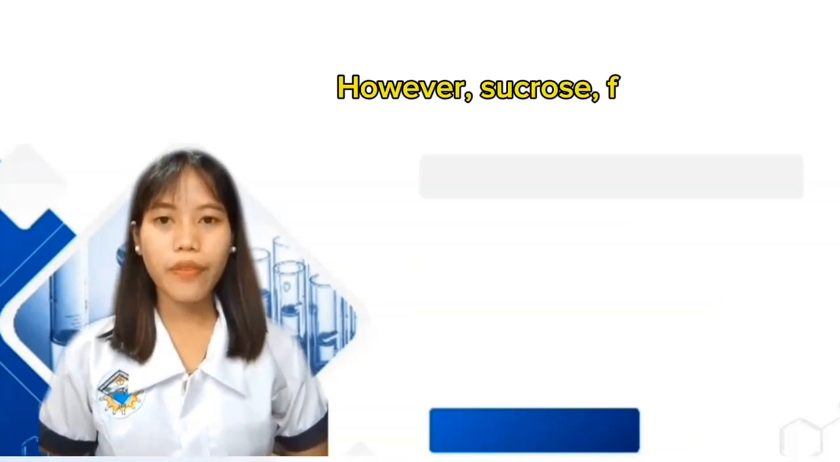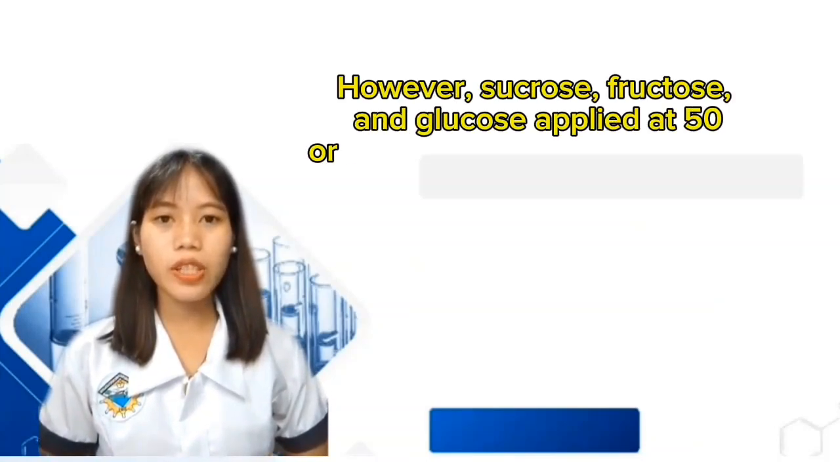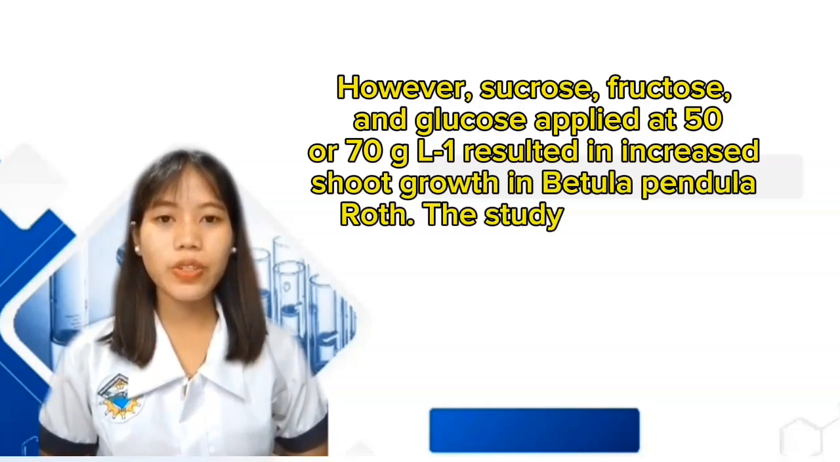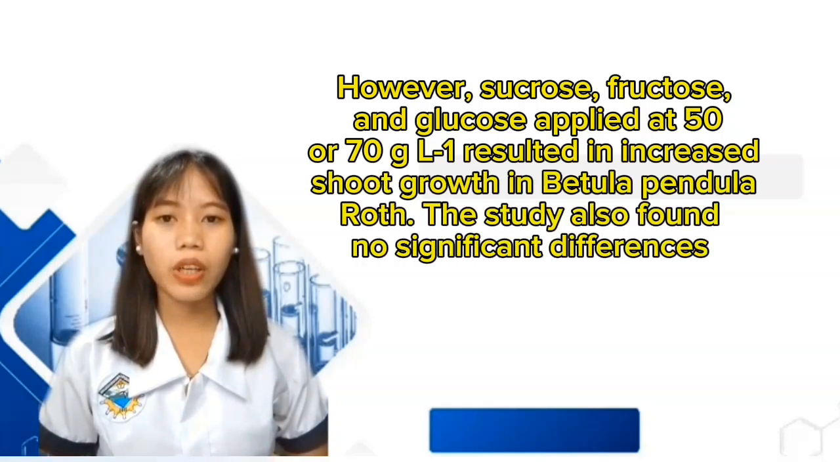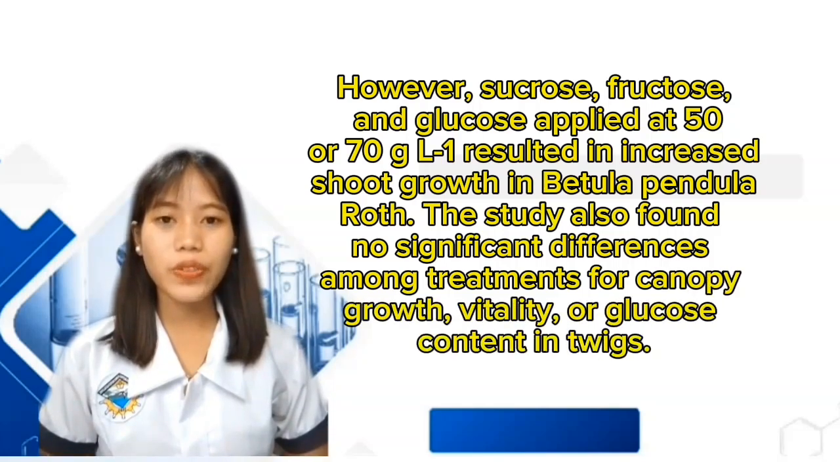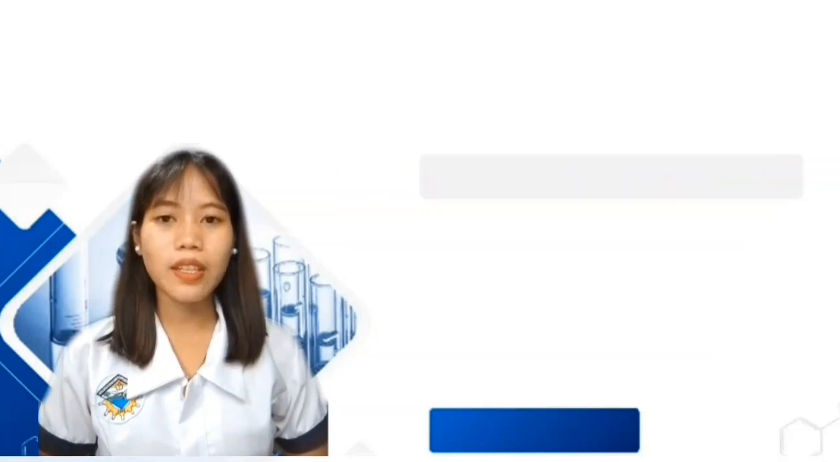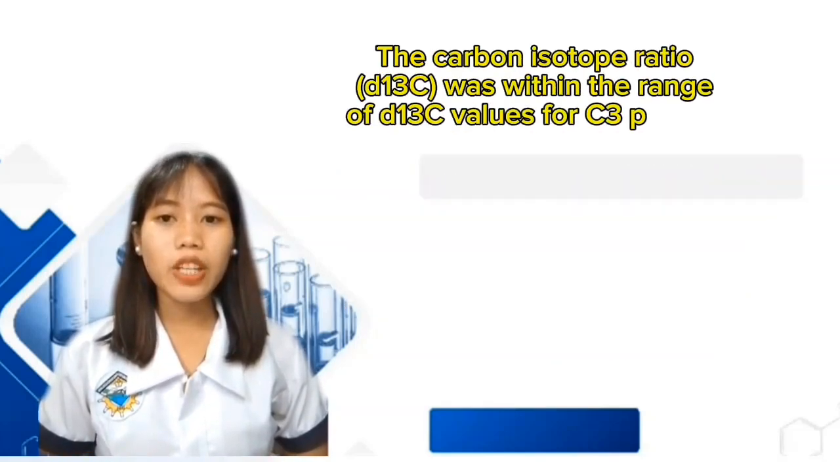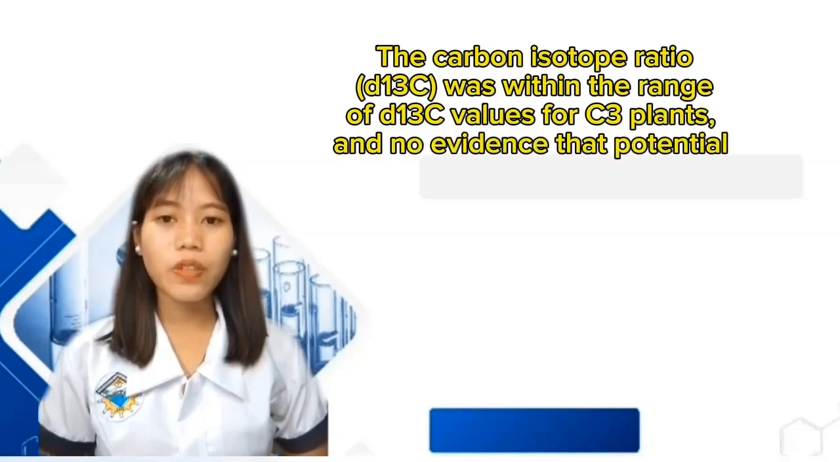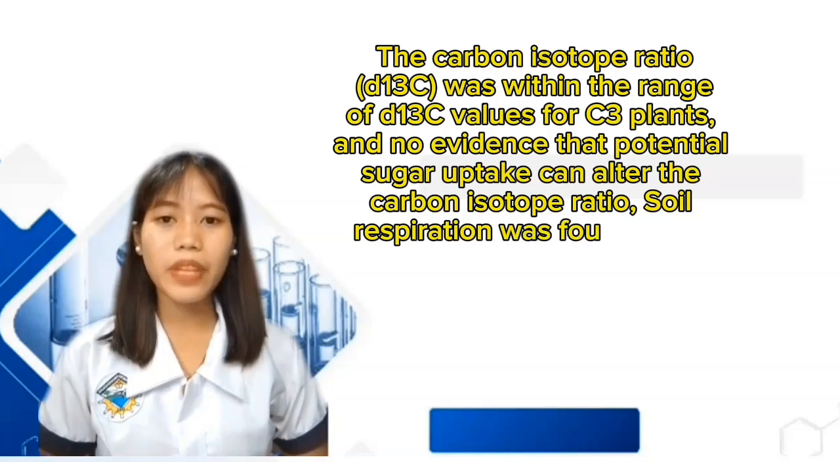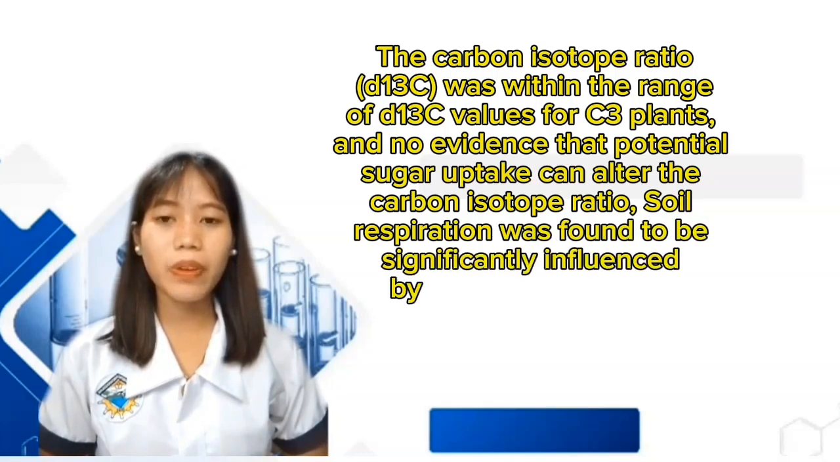However, sucrose, fructose, and glucose applied at 50 or 70 grams per liter resulted in negative growth in Vitex pendula. The study also found no significant differences among treatments for canopy growth, vitality, or glucose content in twigs. The carbon isotope ratio δ13C was within the range of δ13C values for C3 plants, and no evidence that potential sugar uptake can alter the carbon isotope ratio.